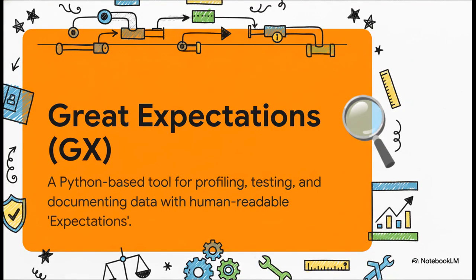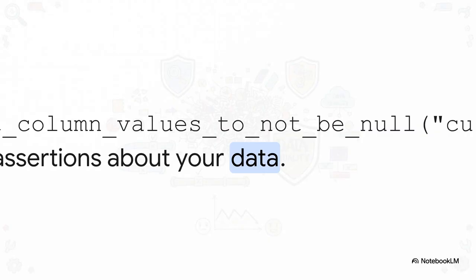First up, Great Expectations. The name really says it all. The whole idea is that you define your expectations for your data. You're not writing complex logic, you're just stating the obvious in a clear, human-readable way. You're telling the tool, hey, this is what my data is supposed to look like. And check this out. This is what it looks like in Python.